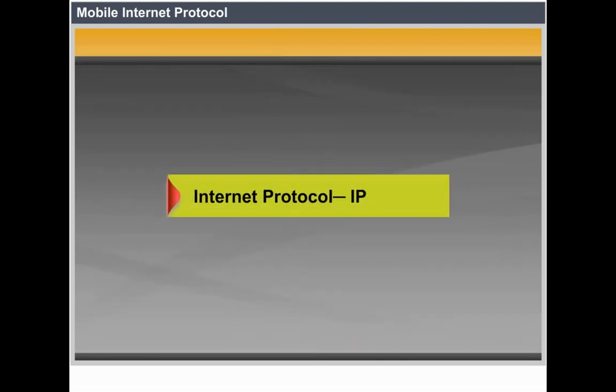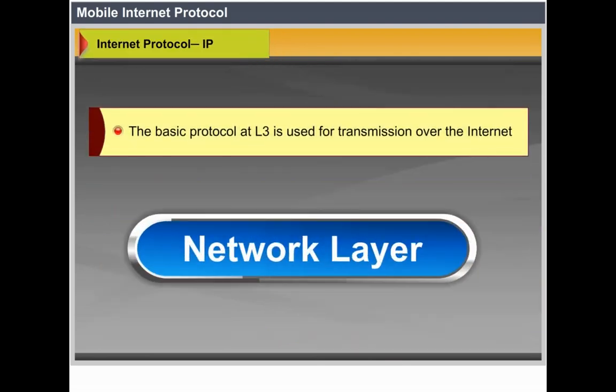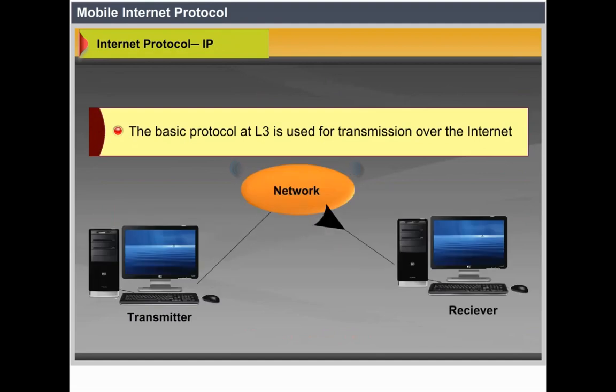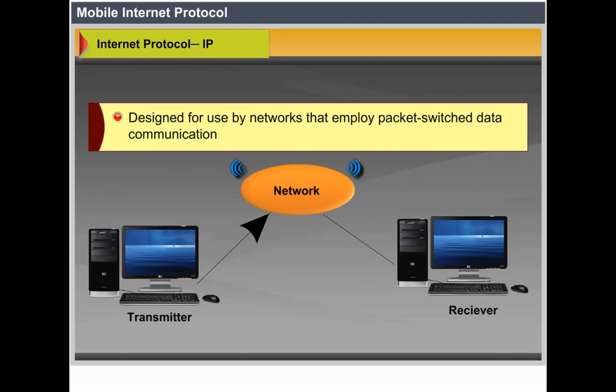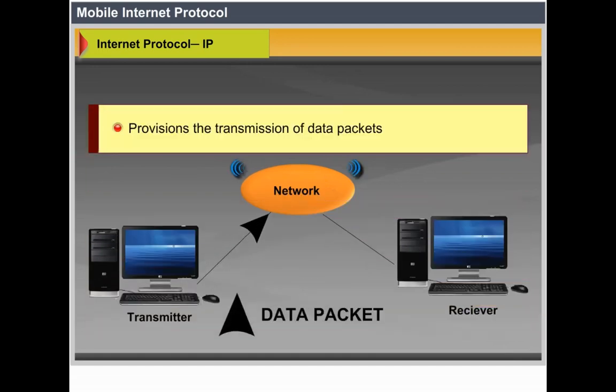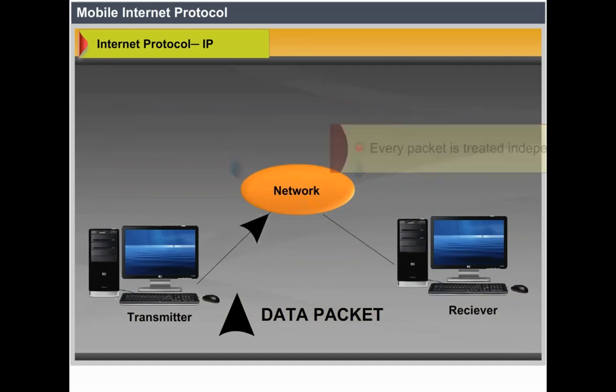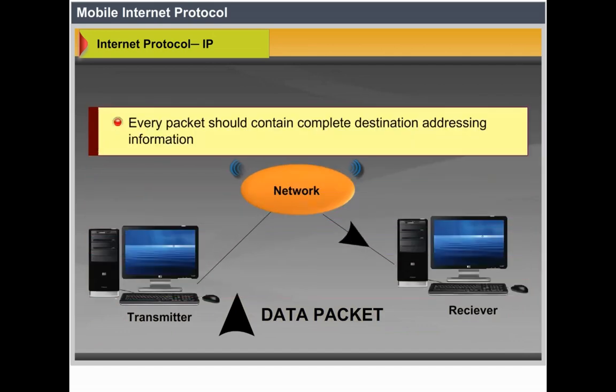Internet Protocol, IP. The basic protocol at L3, which is used for transmission over the Internet. Designed for use by networks which employ packet-switched data communication. Provisions the transmission of data packets. Each packet is treated independently. Every packet must contain complete destination addressing information.